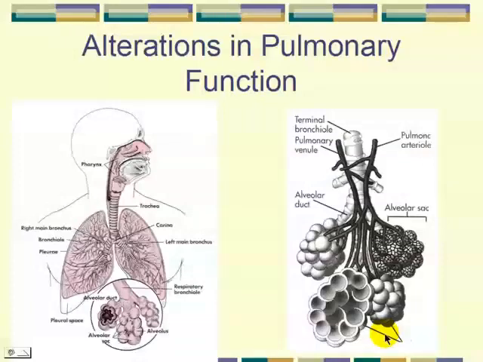Alterations in pulmonary function. This lecture will be in 3 parts. On the left, it shows the normal respiratory structures that we use from the nose and the mouth all the way down to the alveolus, and on the right, it shows the functional unit of respirations, which is the alveoli.